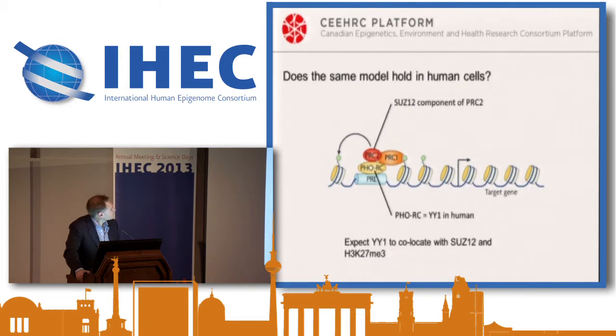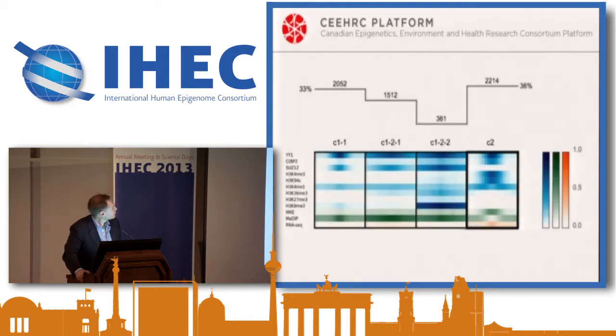And one question was, does the same model hold in human cells, in this case, human stem cells? You can see that YY1 and SUZ12 are the human equivalents. So we would expect, for instance, YY1 to co-localize with SUZ12 and the H3K27me3 mark.